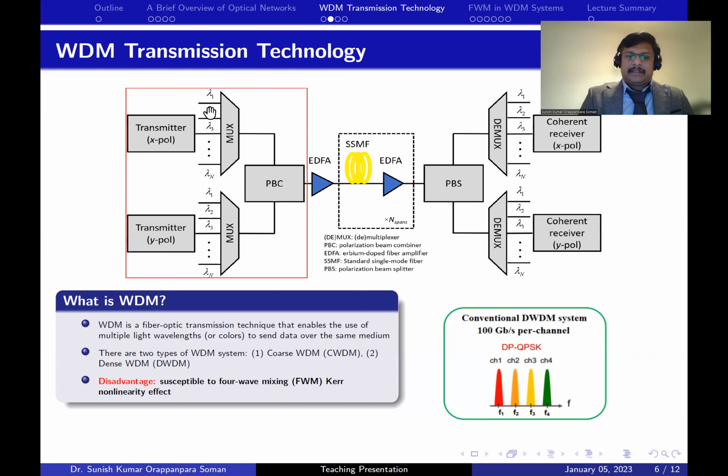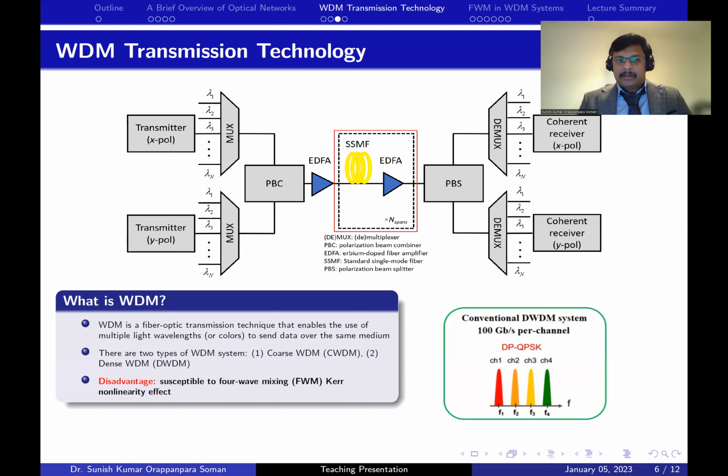In each polarization, we have several wavelengths, lambda 1, lambda 2, up to lambda n. We modulate each wavelength with different information data, and we multiplex together, and the WDM signals from X and Y polarization are combined using a polarization beam combiner and transmitted over the optical fiber. So the optical fiber link here is a point-to-point optical link. It consists of a recirculating loop of optical fiber.